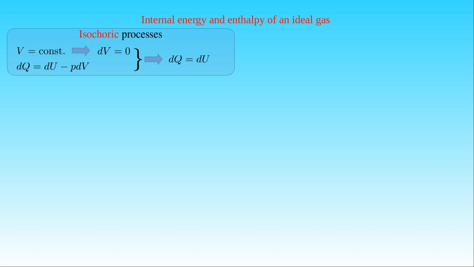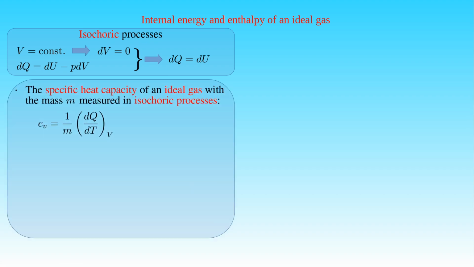The specific heat capacity CV of an ideal gas measured in an isochoric process is defined by 1 over the mass m of the gas, times the derivative of the heat Q absorbed by the gas with respect to its absolute temperature T for a constant volume. By substituting the first law into this definition, we obtain the following differential equation. The derivative of the internal energy U of the gas with respect to its absolute temperature T is equal to the mass m of the gas, times its specific heat capacity CV measured in an isochoric process.